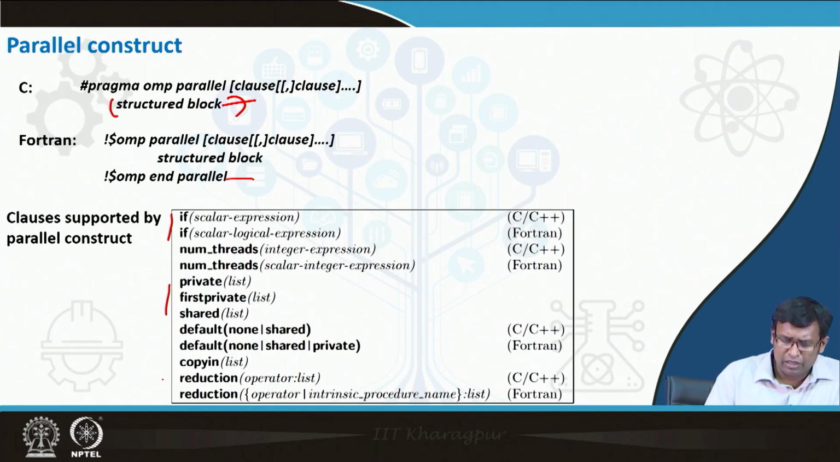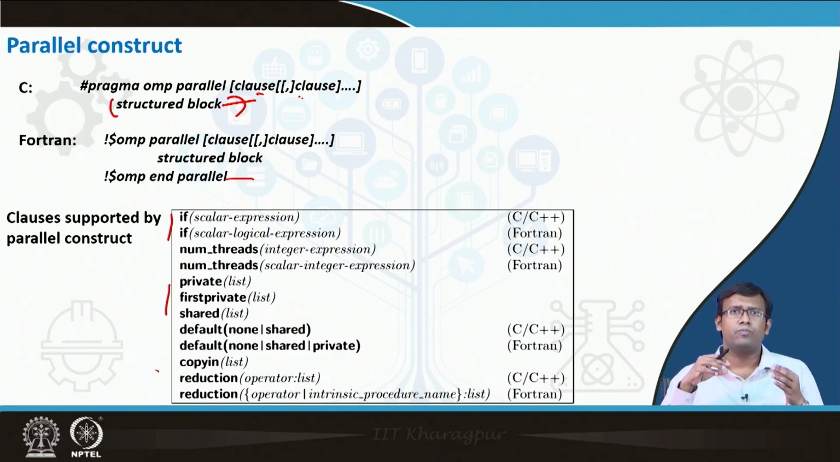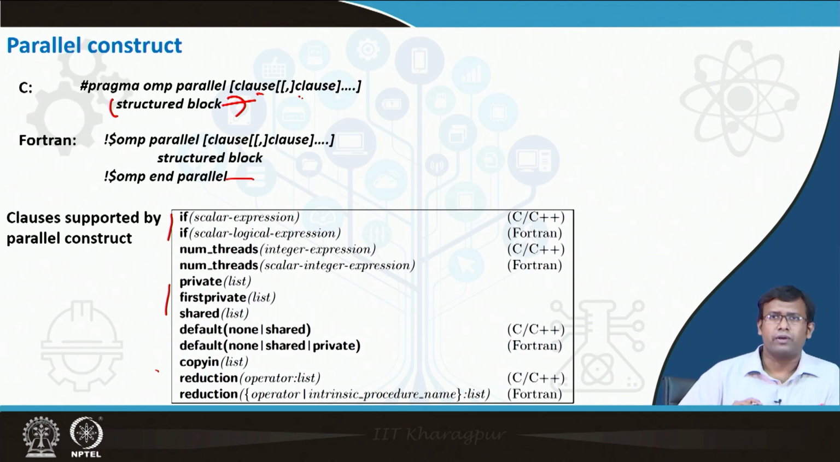If there is any default, if there is any copyin, all the variables will be copied from the master thread to the remaining other threads. Reduction, we will look at the reduction clause in detail later. So all these can be clauses of the parallel. So when the parallel construct is working, it will take care of these particular clauses. If some of the clauses are true, then this construct will work. If the clause specifies these are shared and these are private variables, when the construct is working, these variables will be considered in that manner.